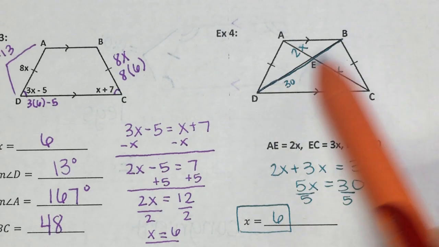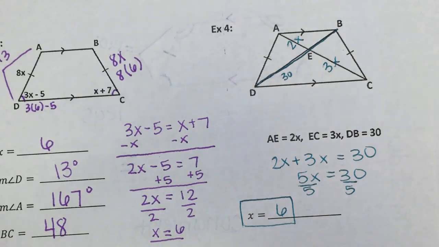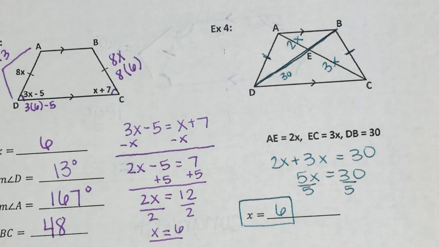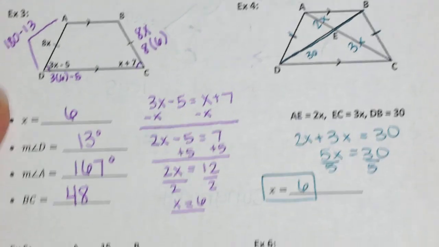Because the diagonal, because it's isosceles. Because we have the tick marks here, isosceles trapezoids have congruent diagonals. Does that make sense? If it was not isosceles, we could not assume that though.